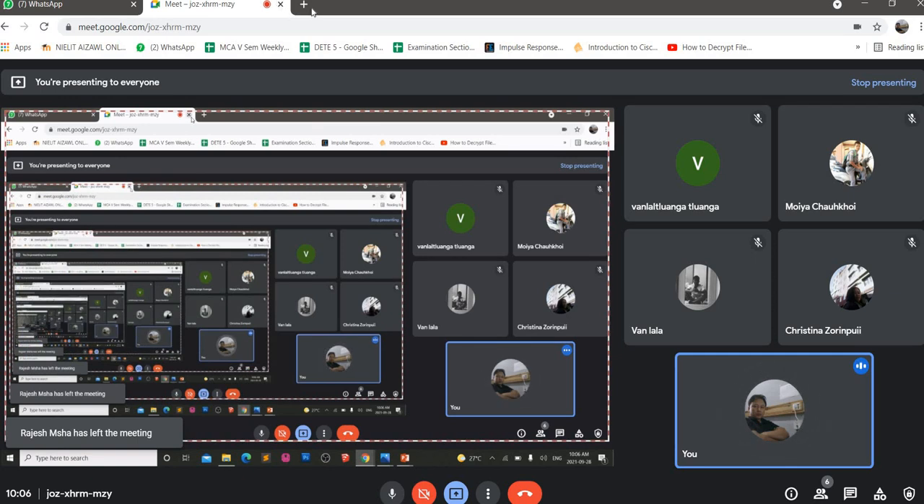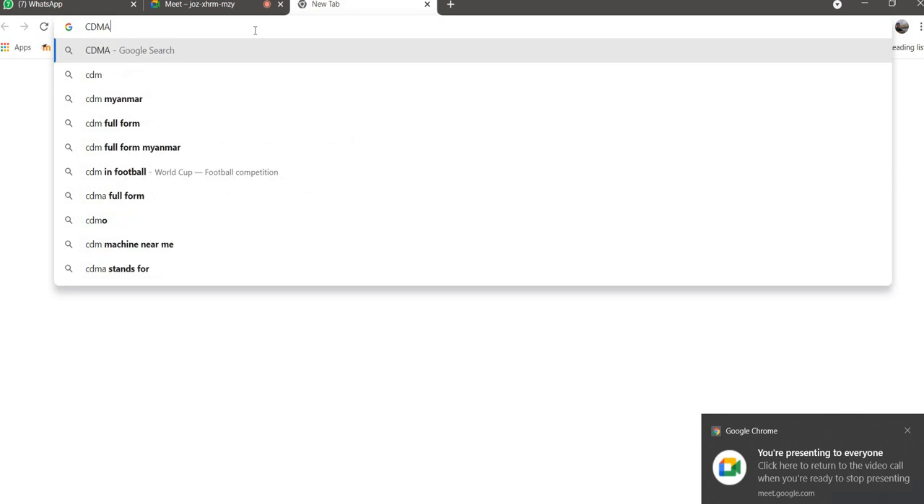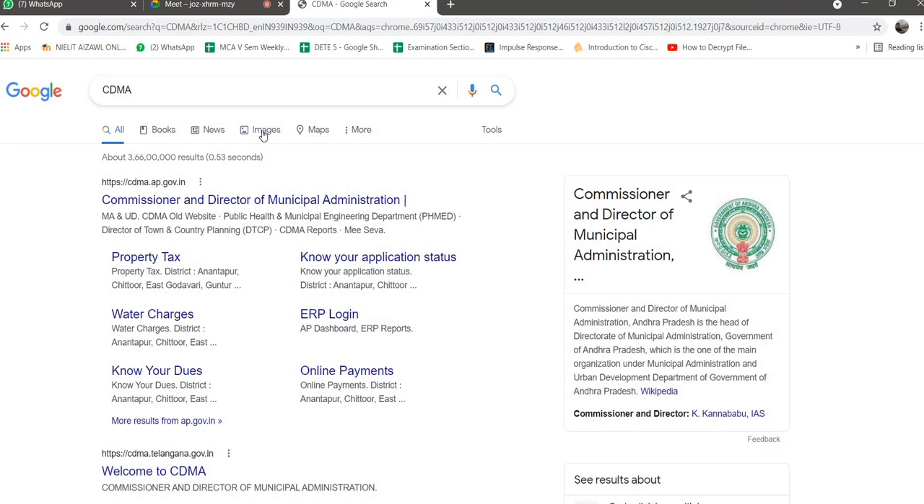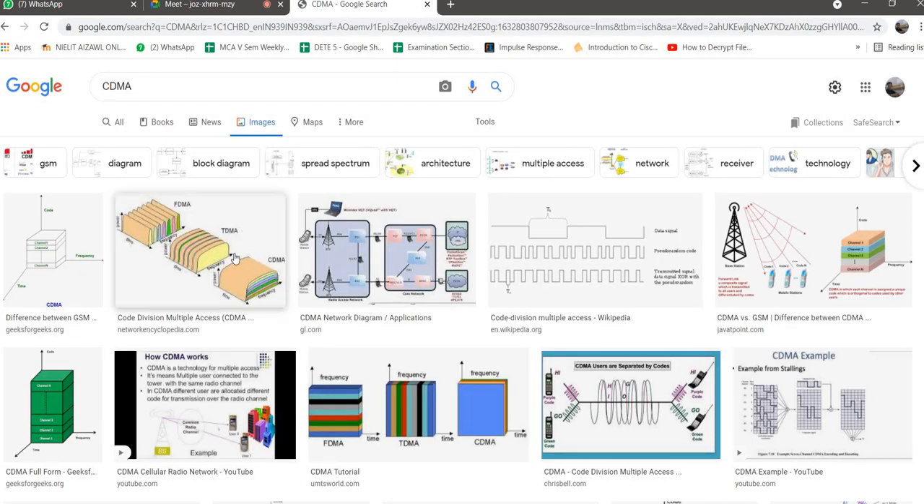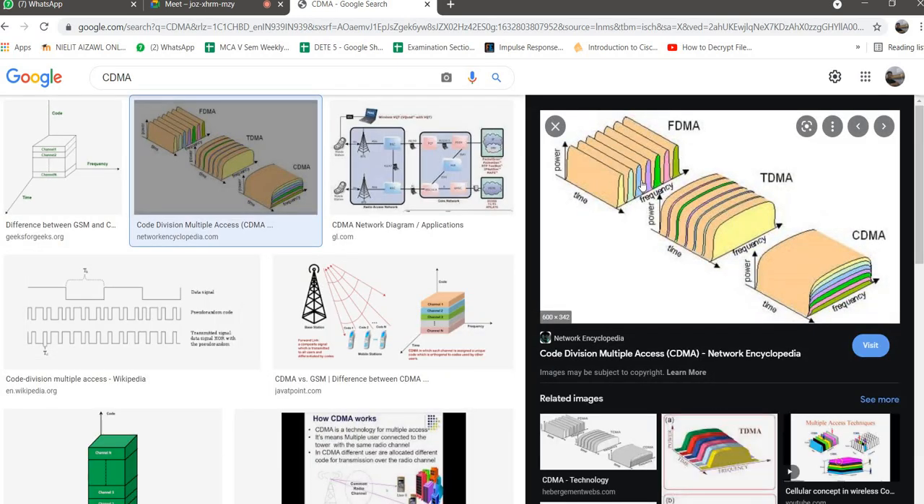Let's see here, CDMA. Let's check it out in the picture. Here we have three types of multiple access systems. One is frequency division multiple access, another is time division multiple access, and another is code division multiple access. In frequency division multiple access, we have power and time.